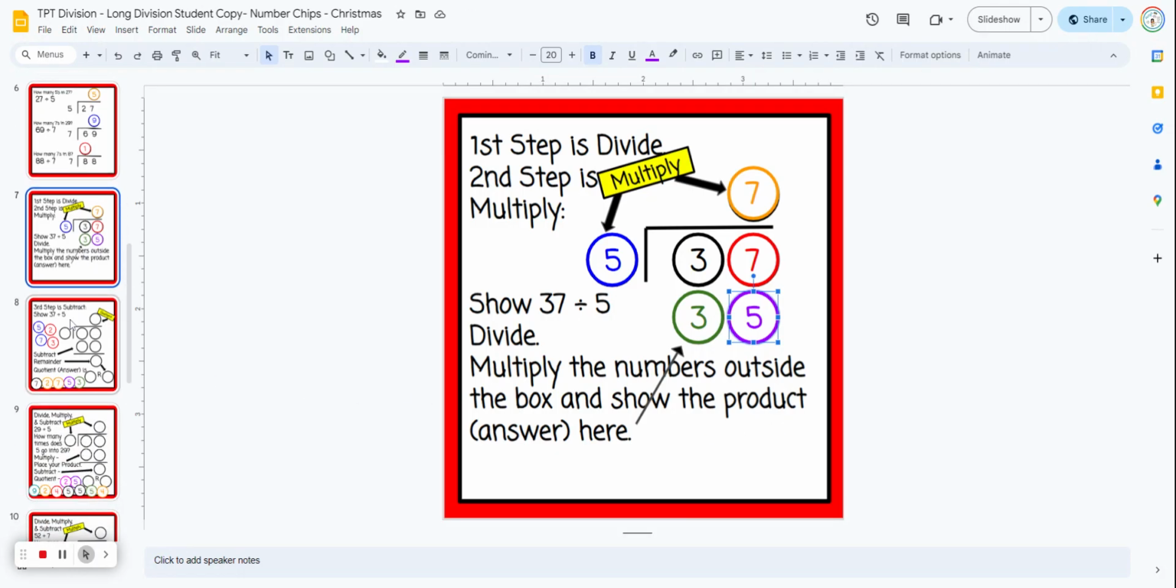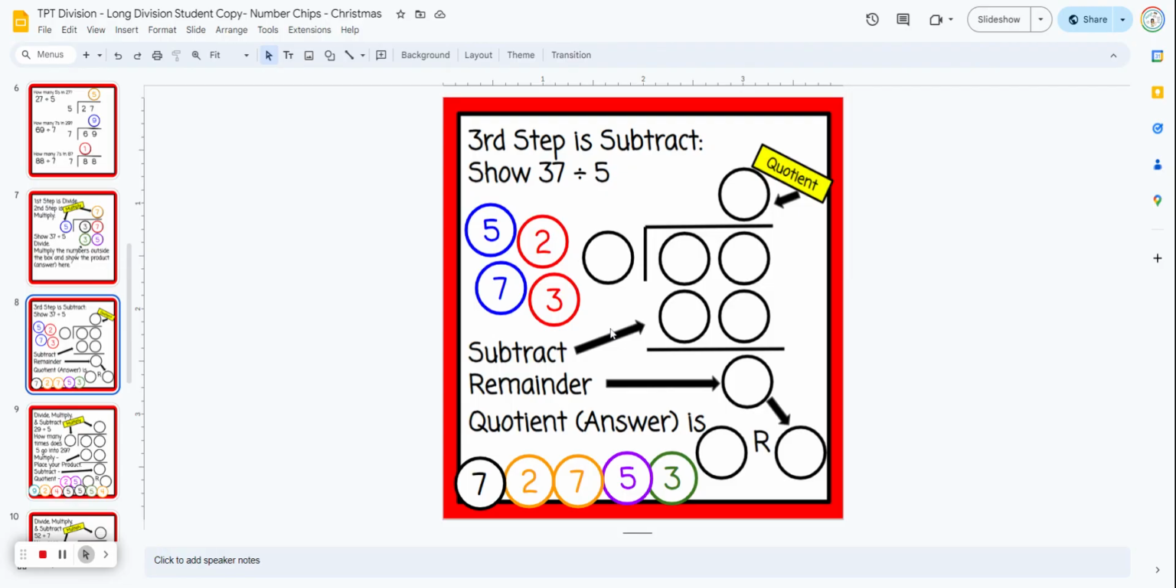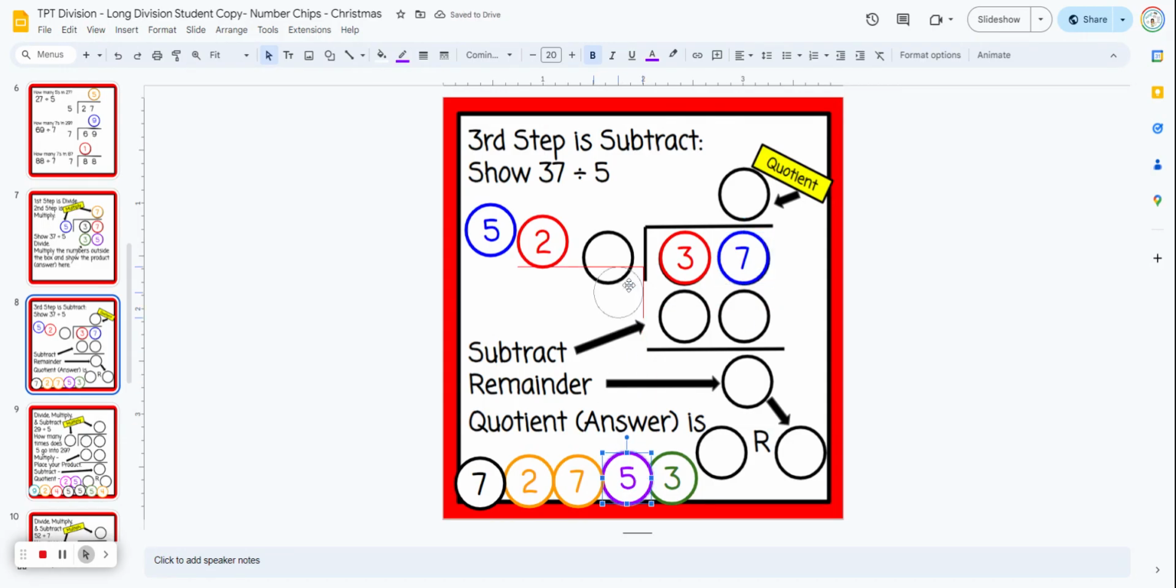Now the next slide has the very same problem. This time we're going to add the next step, which is subtract. So again, they know where the numbers go. They're going to place the numbers. 37 divided by 5. It doesn't matter what the color is. So the division step is 37 divided by 5. 5 goes into 37 7 times.